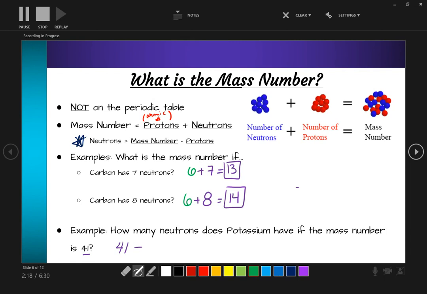Remember that you can find your protons from the atomic number, so go find the atomic number of potassium, which happens to be towards the left in the first column. It is 19. So then 41 minus 19 is equal to 22.